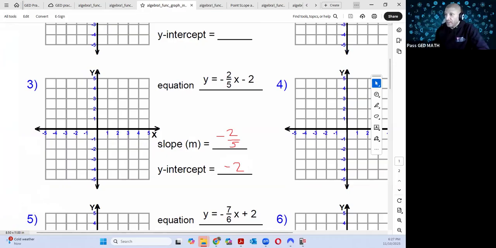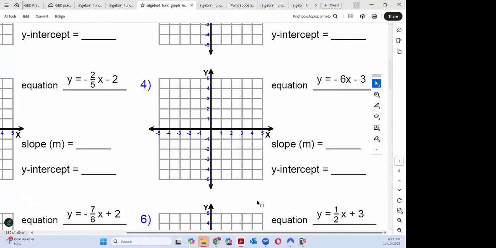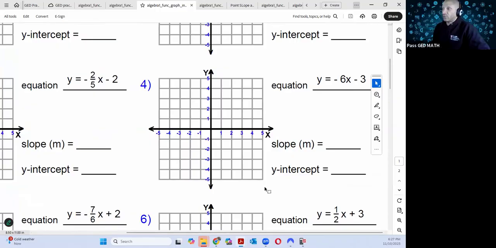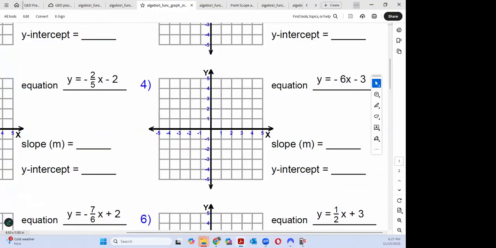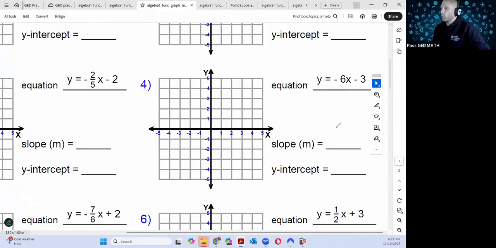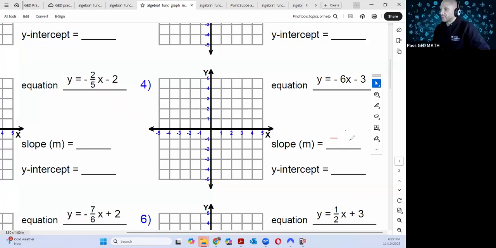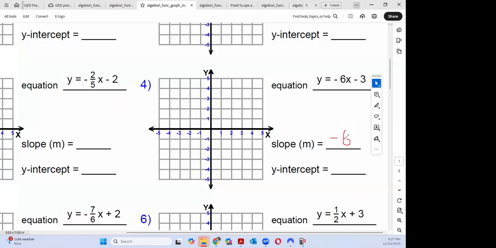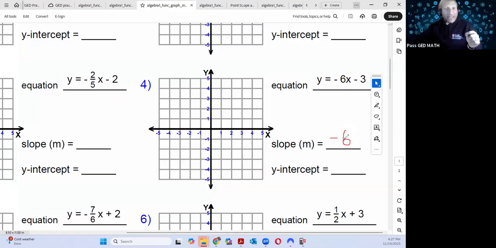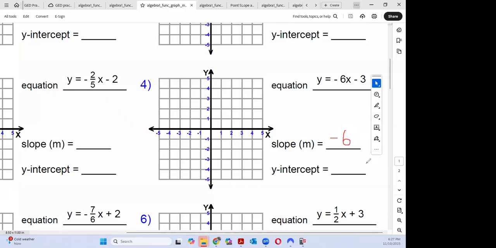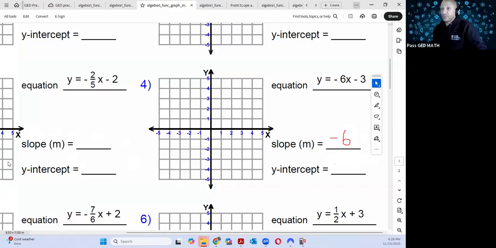Who's next? Let's see. Linnell. Number 4. Y equals -6x minus 3. Can you see it, Linnell? Yes. What's the slope? -6x. Not -6x. -6. Okay. The slope is what's in front of the x. It's not with the x. What's my y-intercept? -3. Okay, good.